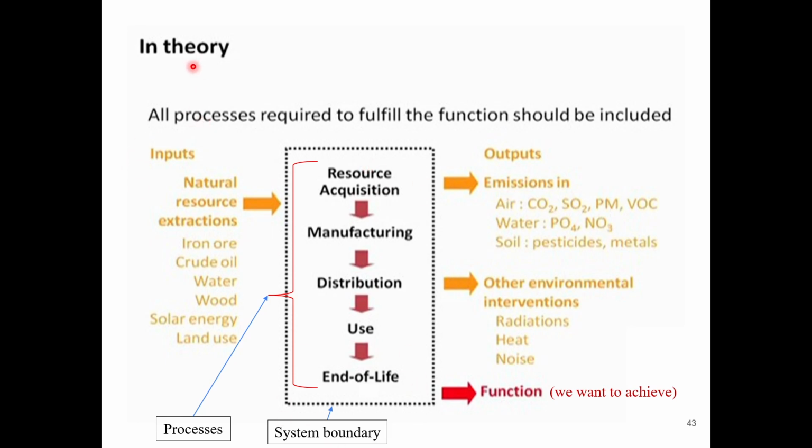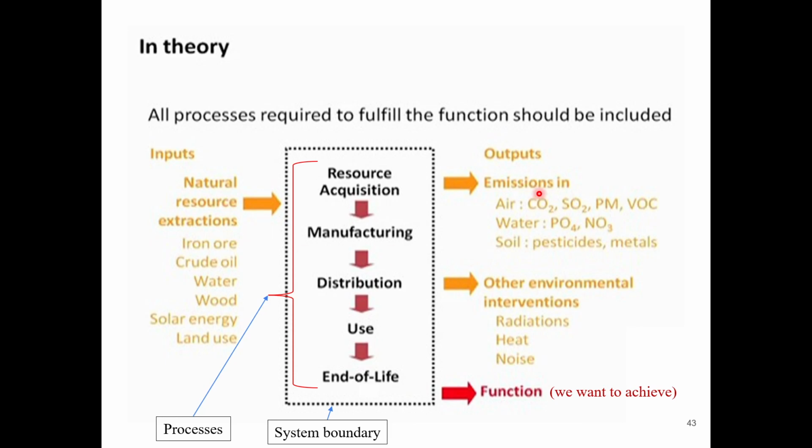So in theory, all processes required to fulfill the function should be included. The function is what we want to achieve, and to fulfill that, these are the processes: resource acquisition, manufacturing, distribution, use, and end of life. They have been outlined by a dotted line boundary, which is the system boundary. These are the inflows of elementary elements, and this is the outflow of elements. So this is the elementary flow.